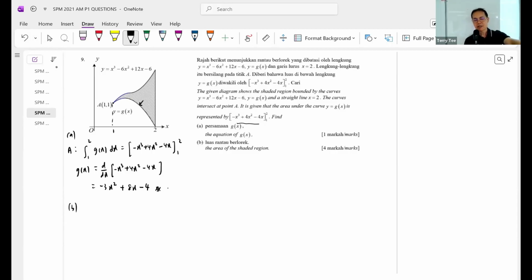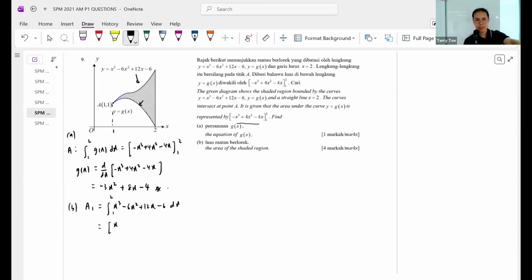Okay, now how do you find the area of the shaded region? So the area of the shaded region consists of two parts. The first part is the integration of this curve. The second part is the integration of g(x). Okay, so you can do one by one, you can do one shot. One by one means your area 1, I do one by one. Integrate x cubed minus 6x squared plus 12x minus 6. The limit is from 1 to 2.